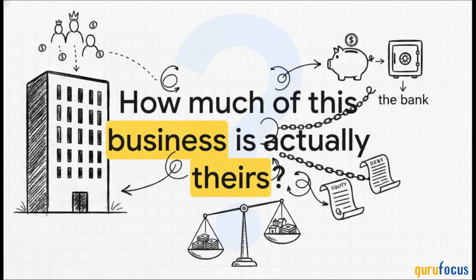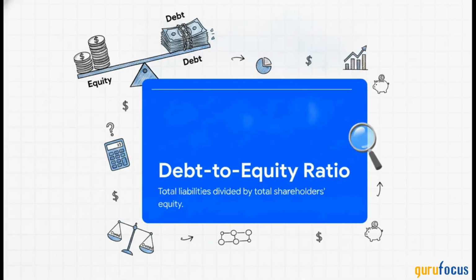Imagine you're looking at this giant, super successful company, and you kind of wonder, wait, do the founders actually own all of this? Or does the bank own most of it? Well, that's exactly what we're going to figure out today. To answer that, we use the debt-to-equity ratio, or just D/E for short.